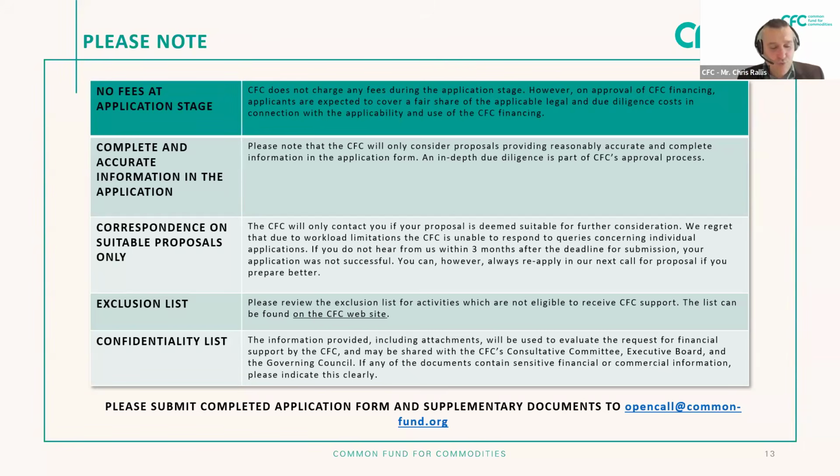In the next section, 1.3, brief summary, we ask you to provide a short summary of your financing objective. This means that we want to know what you want to achieve with CFC financing. Try to give us a concise but descriptive overview, and maybe use a few bullet points for the most important aspects of your application. AI tools are always welcome to help create bullet points in this regard. So let's go to the next slide, please.